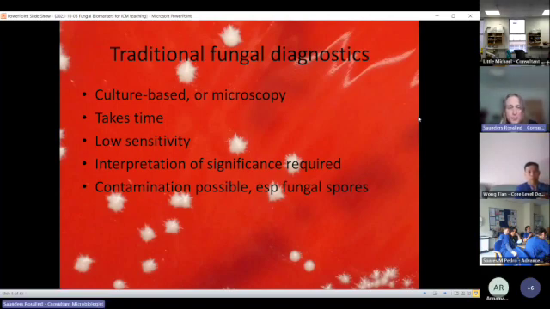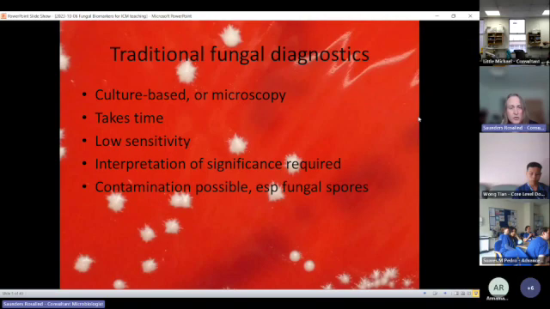Sensitivity is affected by prior antifungal use in the case of fungi, antimicrobial use if we're talking about bacteria. And depending on where the sample comes from, we need to interpret what the significance is of finding that particular fungus at that particular site.